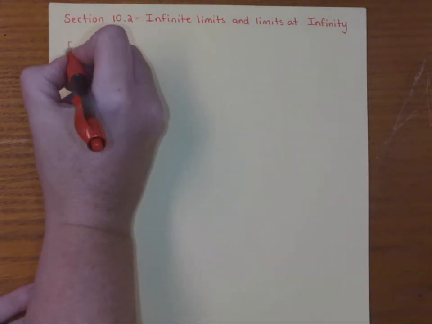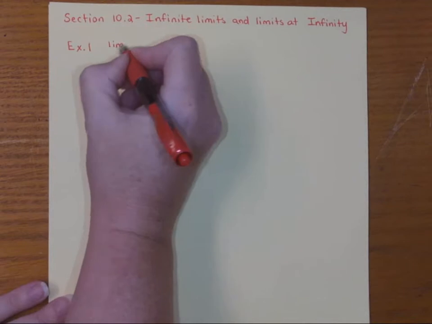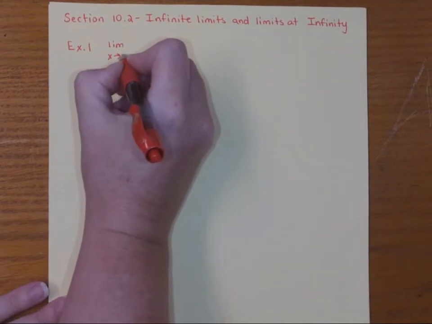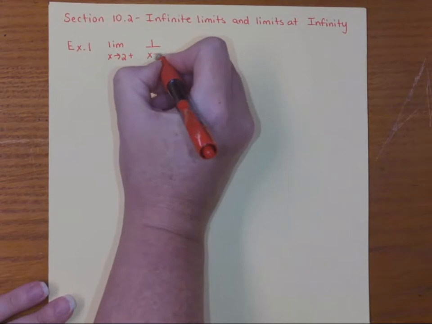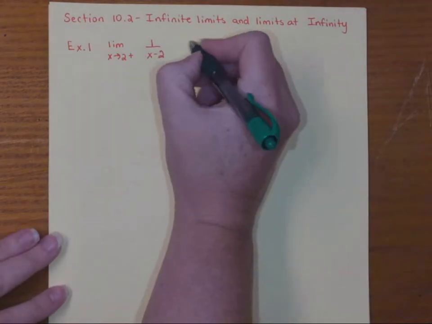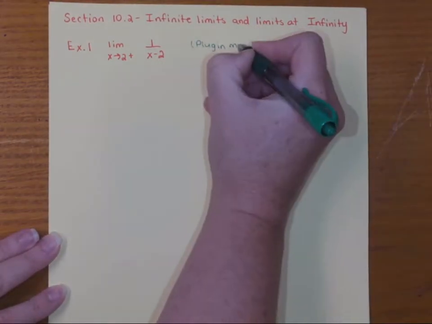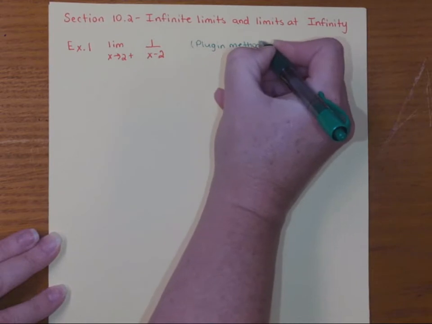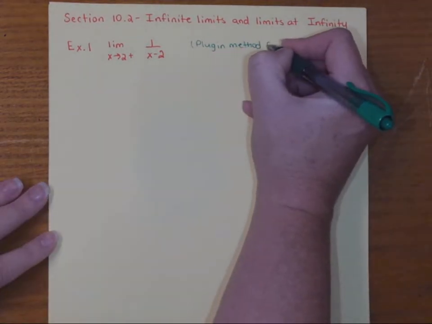And so let's take an example that looks like some of the ones we did last time. So what if I asked you to find the limit as x approaches 2 from the right, correct? That's how you read that, of 1 over x minus 2. Okay. Notice, just as a side note, the plug-in method doesn't work. If you try to plug in 2, notice you're going to get 0 in the denominator. And we're not allowed to have that. So the plug-in method fails.